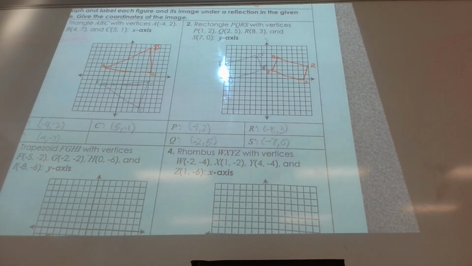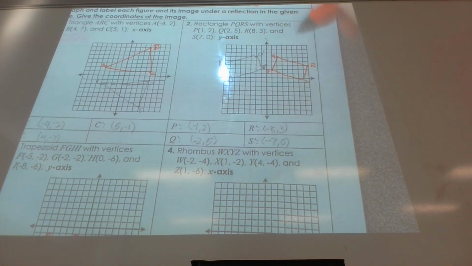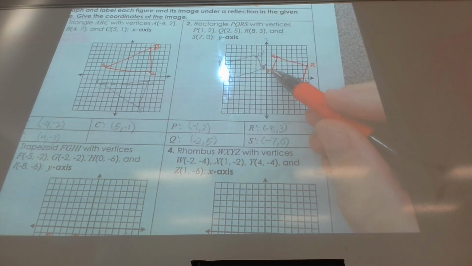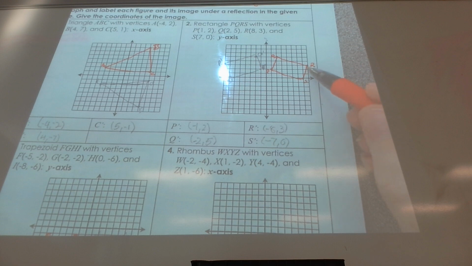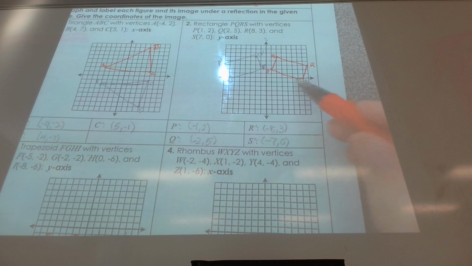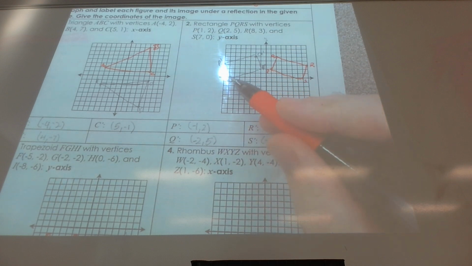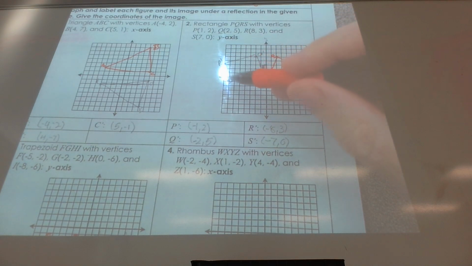For the next one, it says reflected over the y. The y is the vertical line, vertical axis. So again, the original is in red. So you count how far to the y-axis. 1, so we go 1. 1, 2, so we go 1, 2. This one is 8, so we go 8. 7, so we go 7. Connect the dots and label the points. P prime, Q prime, R prime, S prime.